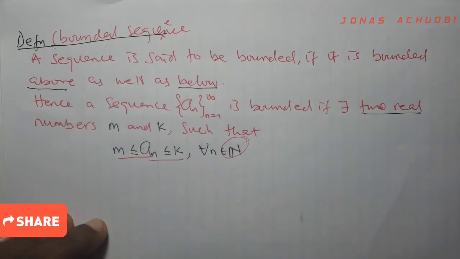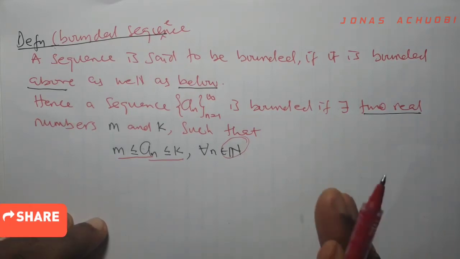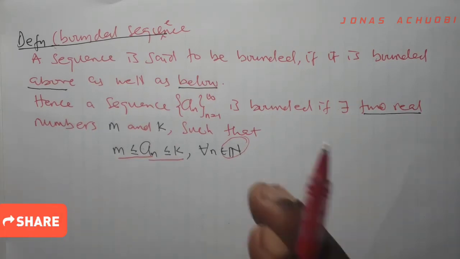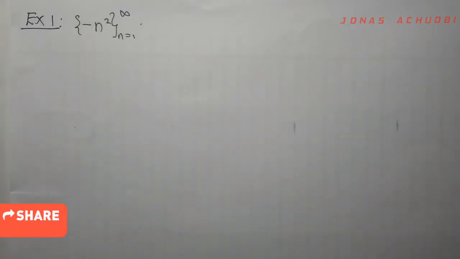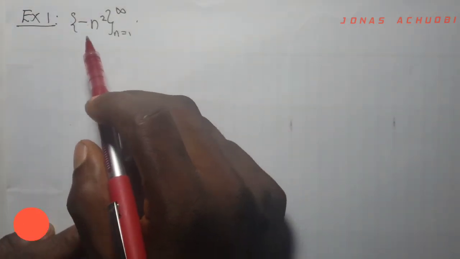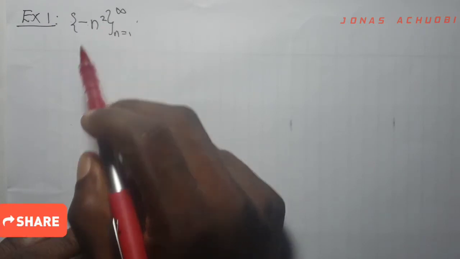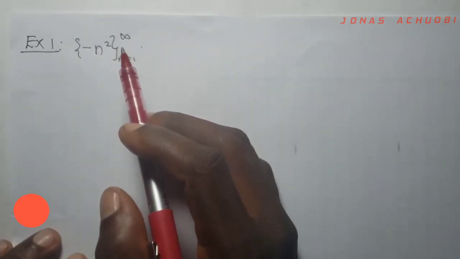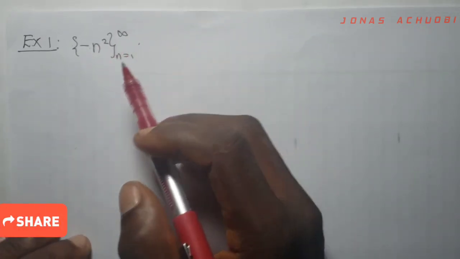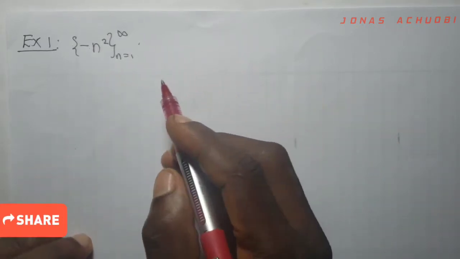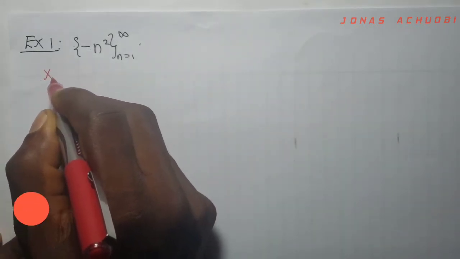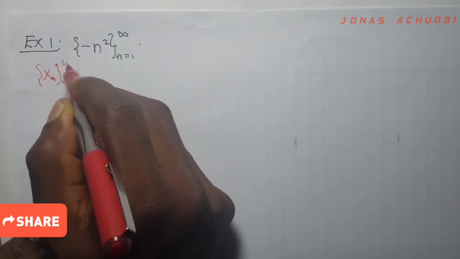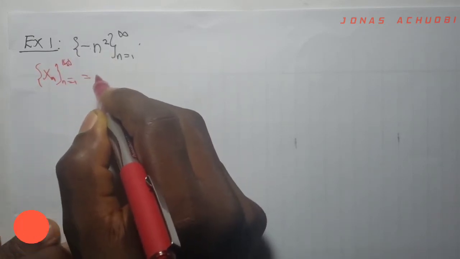Natural numbers. It is time to give concrete examples and explain in detail what we mean by bounded above, bounded below, and of course, boundedness of a sequence. Example 1. We have a sequence minus n squared, n from 1 to infinity, an infinite sequence. So we want to investigate if the sequence is bounded below, or bounded above, or bounded. So I can use xn as my sequence.